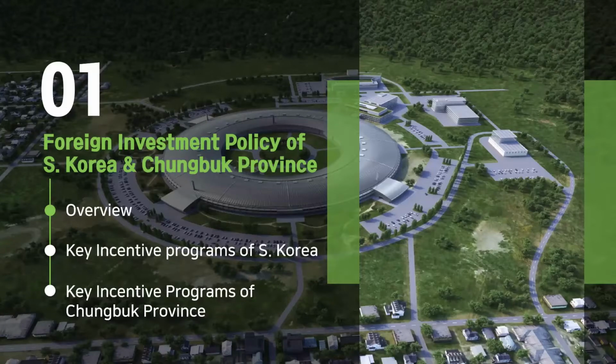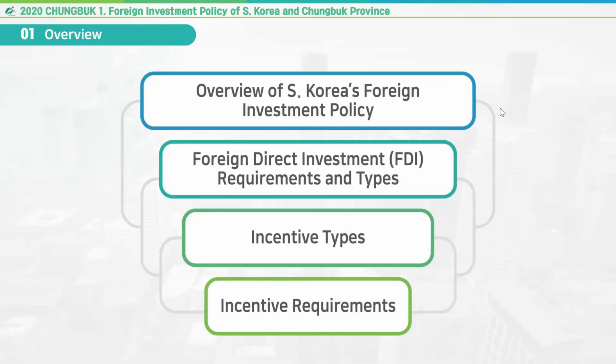First chapter is an introduction to the revised foreign investment policy in 2020. I will explain the overall outline of the investment policy and introduce the Korean government incentive program and the incentive policy of Chungbuk Province. My presentation will follow as shown here. First, we will look at the outline of the Korean foreign investment support system, followed by FDI requirements and types, and incentive types, and at last, the incentive requirements.